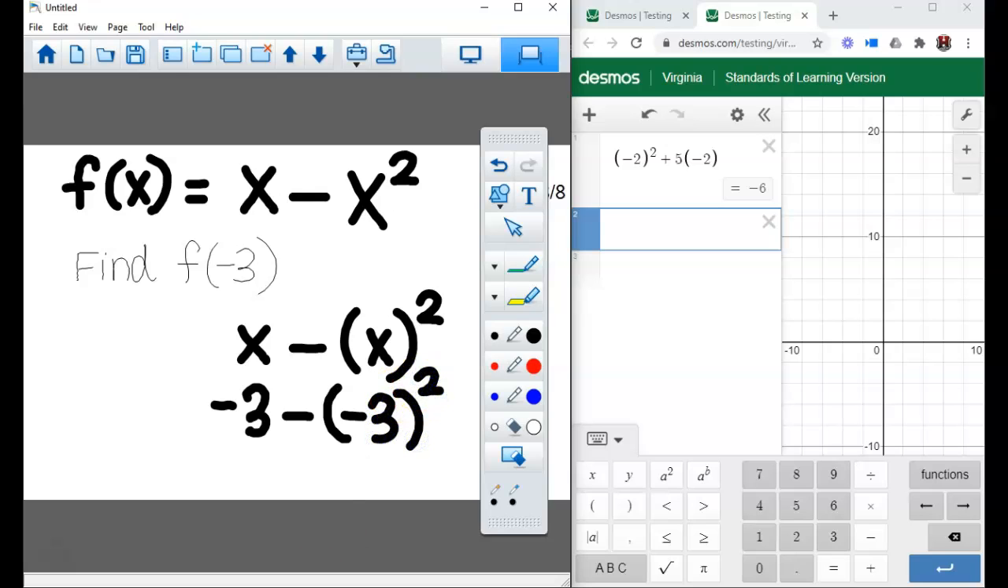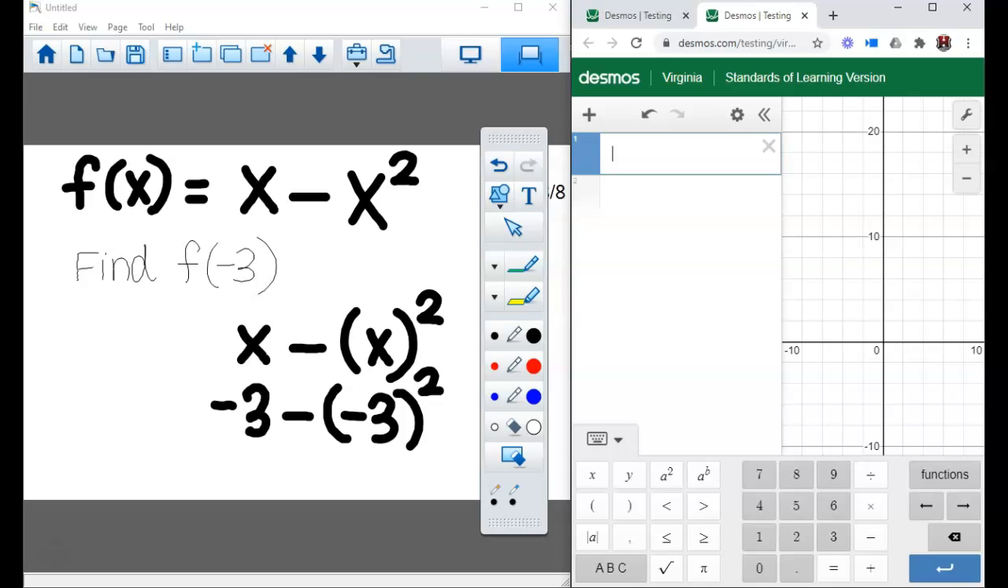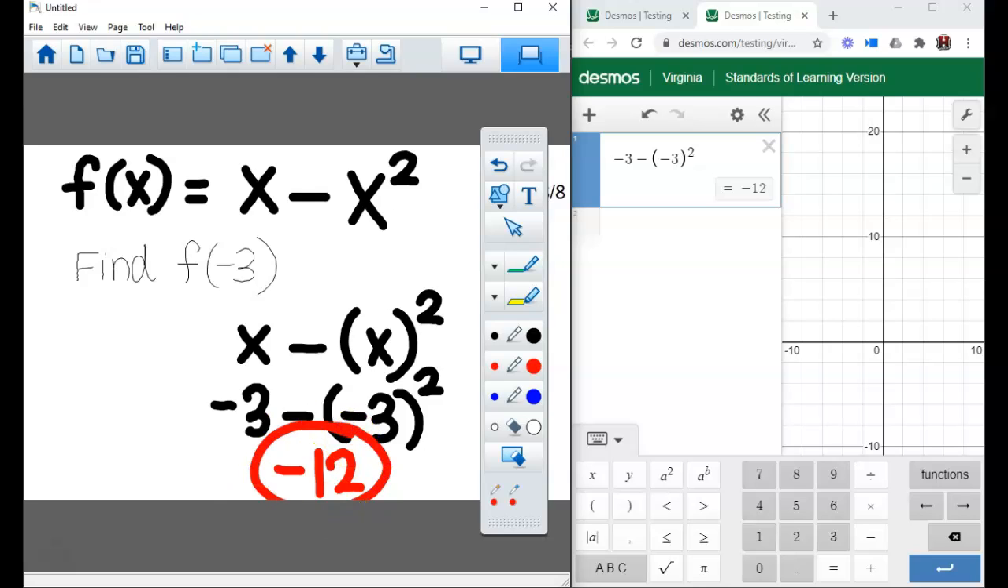That is what I'm going to type into my calculator, exactly the way I see it. So let's clear out this problem. We're going to put in -3 minus parentheses, -3, close parentheses, and then square. And notice you get your answer right here. On this problem, -12 is your output. That is your answer.